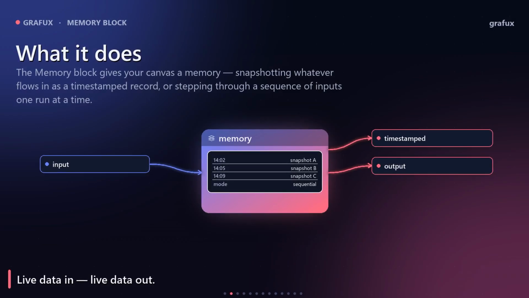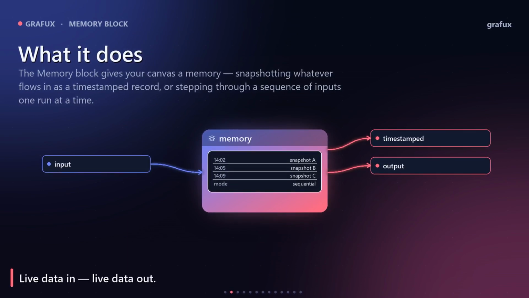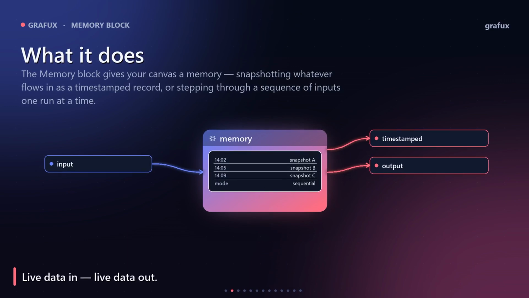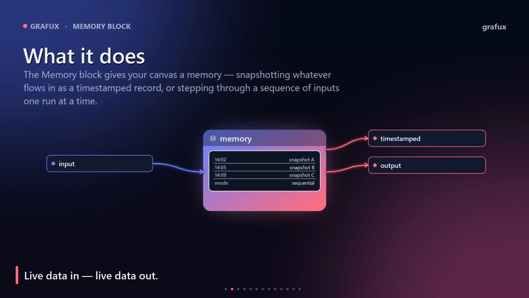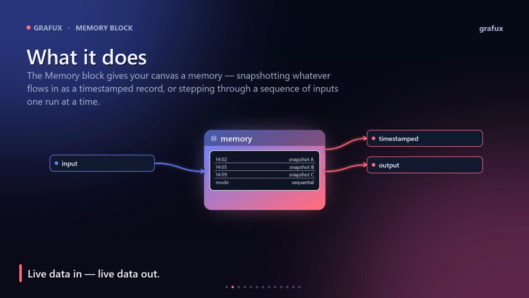So, what is it? Put simply, the memory block gives your canvas a memory, snapshotting whatever flows in as a time-stamped record or stepping through a sequence of inputs one run at a time. You give it what it needs, it does the work, and it hands you back timestamped output as live data you can wire into anything else on your canvas. There's no setup and no boilerplate. You describe the outcome you want, and the block quietly takes care of the how.